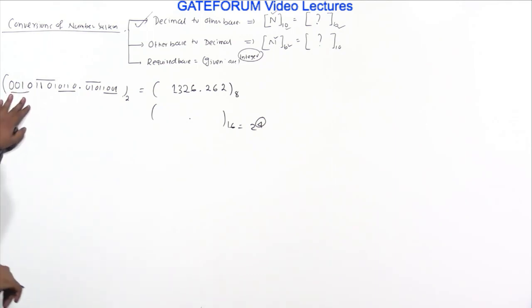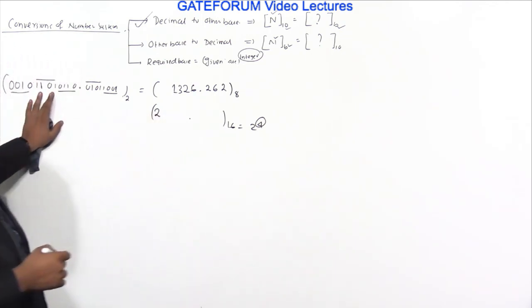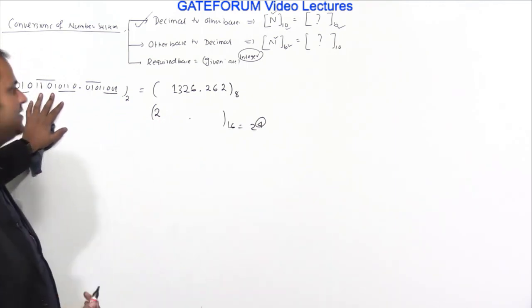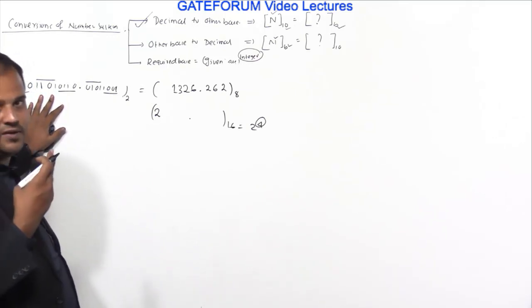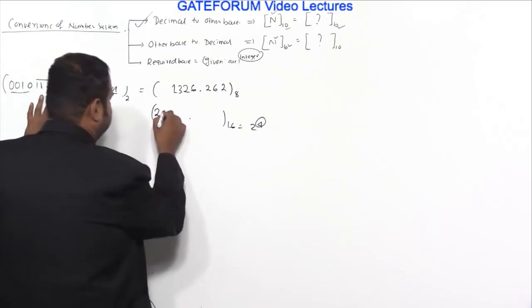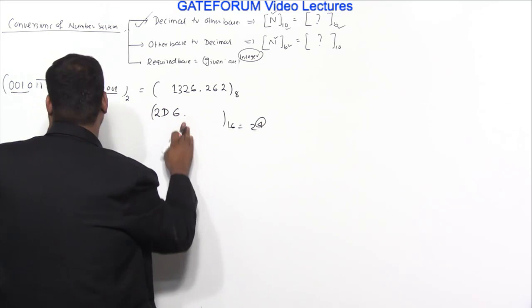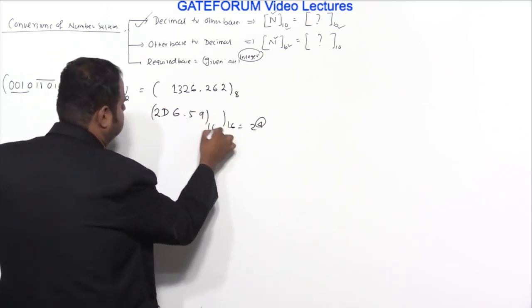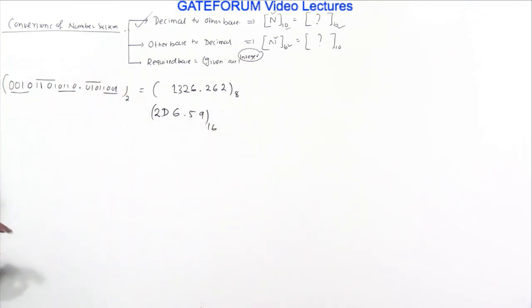Okay, so here 0010 happens to be 2, 1101 happens to be 13, but 13 you don't write as 13. So in the hexadecimal notation, 13 stands for what? A is for 10, B is for 11, C is for 12, D is for 13. So 13 means I am writing D, then 0110 is 6, and 0101 is 5, and this is 9. So this is your base 16 equivalent.